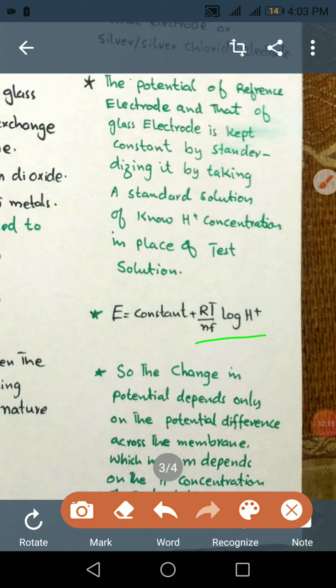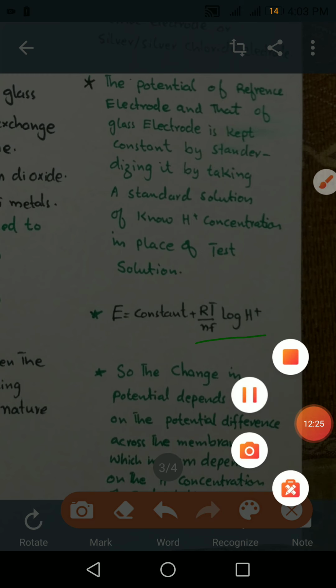If we know that potential, we know the concentration of H+ ion in the given solution. So we know the pH of a solution. Thank you. That's all.